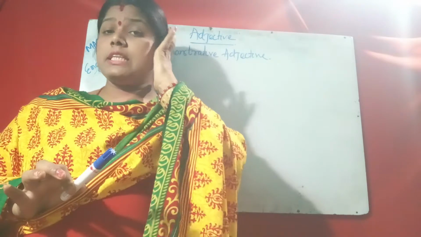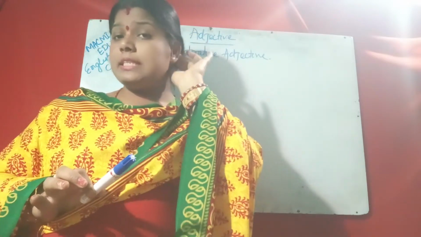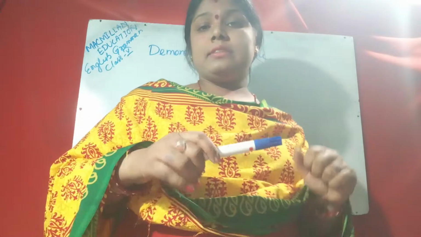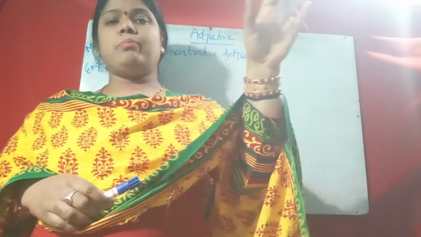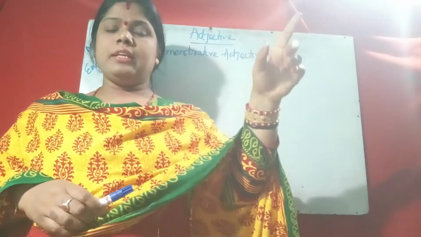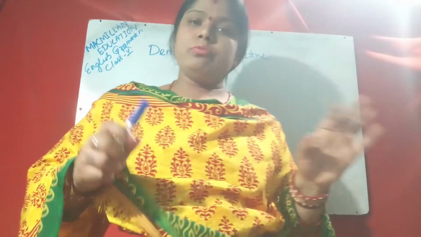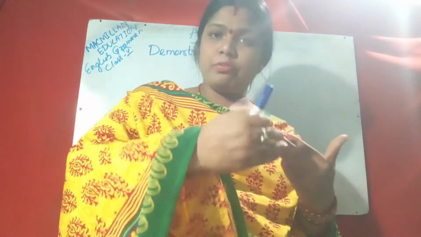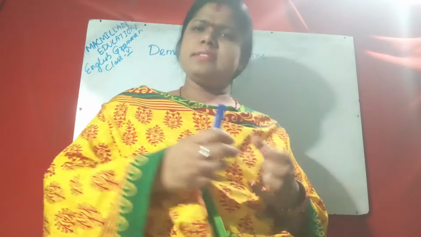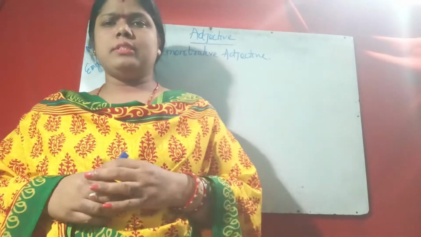So which things are close by us? We use this. And that is for things far away. That is a ball. That is a fan. That is a light. Which we can't touch, which is far away from us, for that we use that. It is already familiar. You know all this.